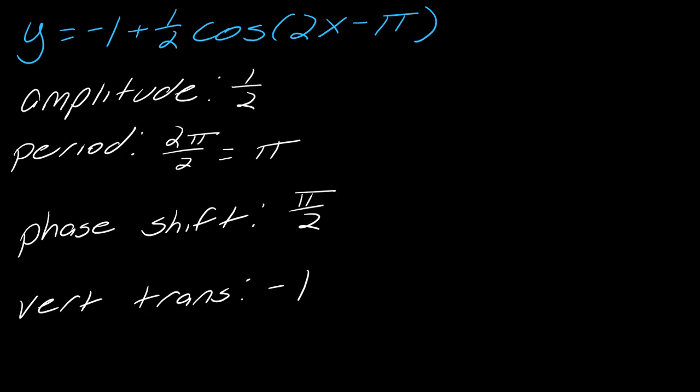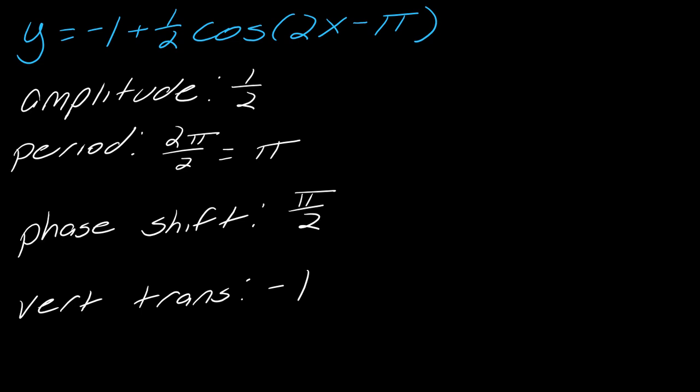Okay, so my amplitude is 1/2. My period is pi. My phase shift in this case comes out to pi over 2, and I will have a vertical translation. So this is going to move to the right, and it's also going to move down. That just gives me an expectation of how the graph should look.